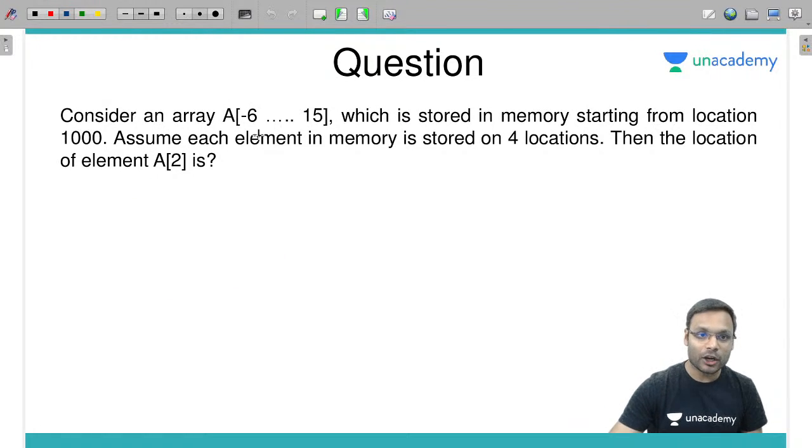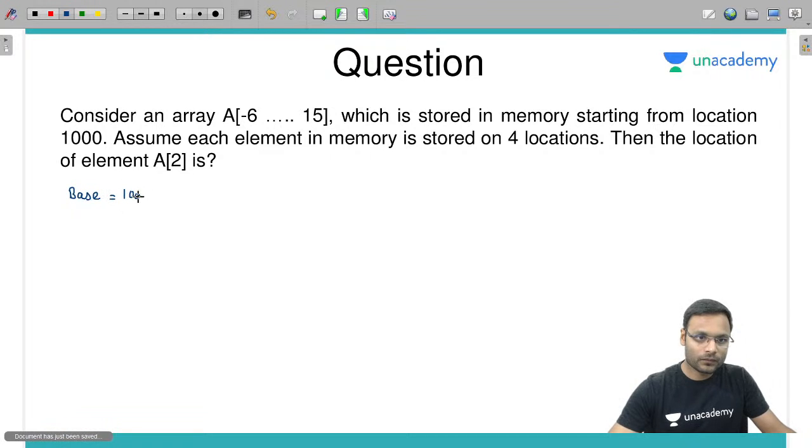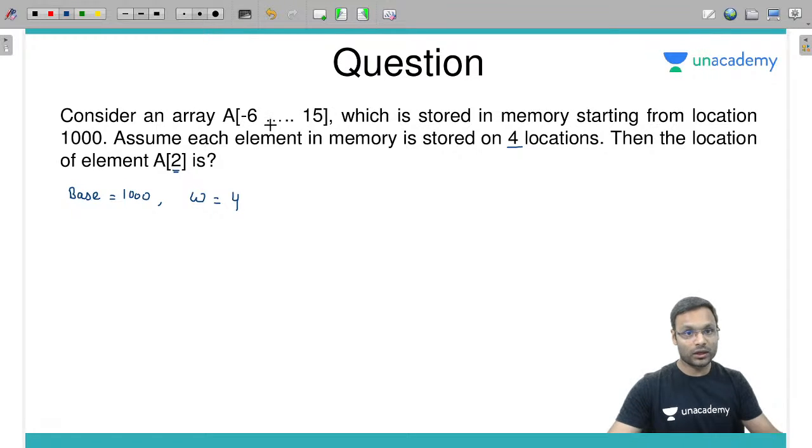Question number 3. Consider an array A of minus 6 to 15, which is stored in the memory starting from address location 1000. So base address given is 1000. Assume that each element in the memory is stored on 4 locations. So W I used to denote it as 4 locations. Then the location of element A of 2 is what?